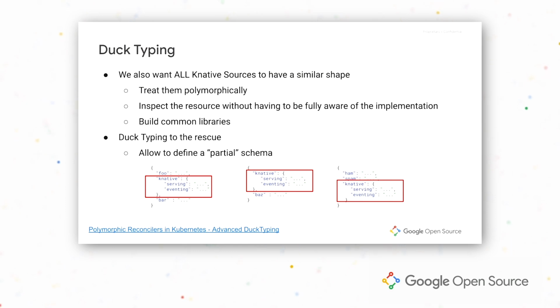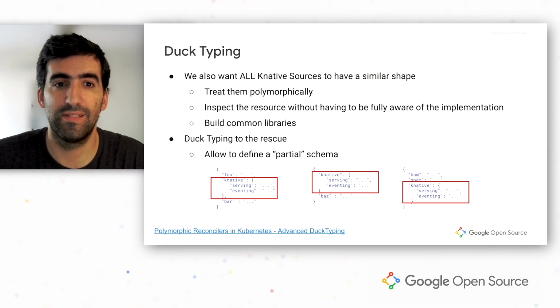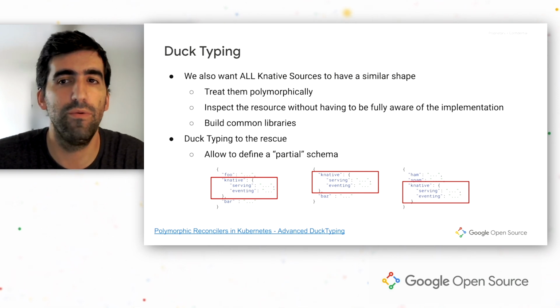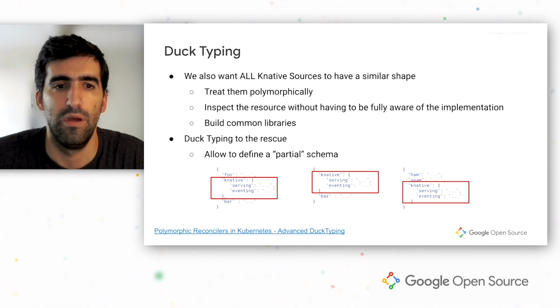Although we went with the operator model, where we have different CRDs for different sources, we also wanted to have all sources share some similar shape. This would allow us to treat them polymorphically in code, for instance, a cluster operator will be able to inspect the resources without having to be fully aware of the implementation, and it will also allow us to build common libraries that could be reused all over. For this, we use duck typing.